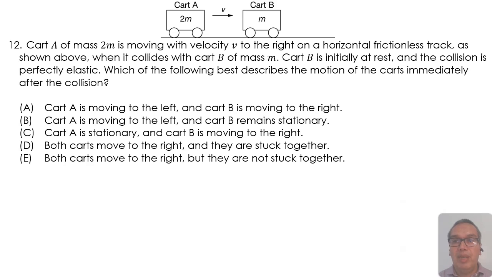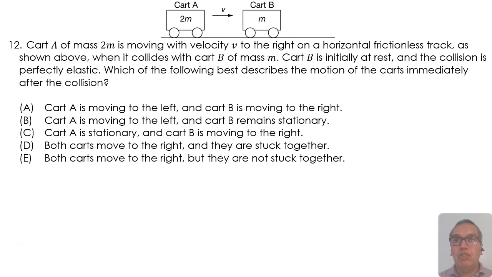Cart A of mass 2m is moving with velocity v to the right on a horizontal frictionless track as shown above, when it collides with cart B of mass m. Cart B is initially at rest, and the collision is perfectly elastic. Which of the following best describes the motion of the carts immediately after the collision?